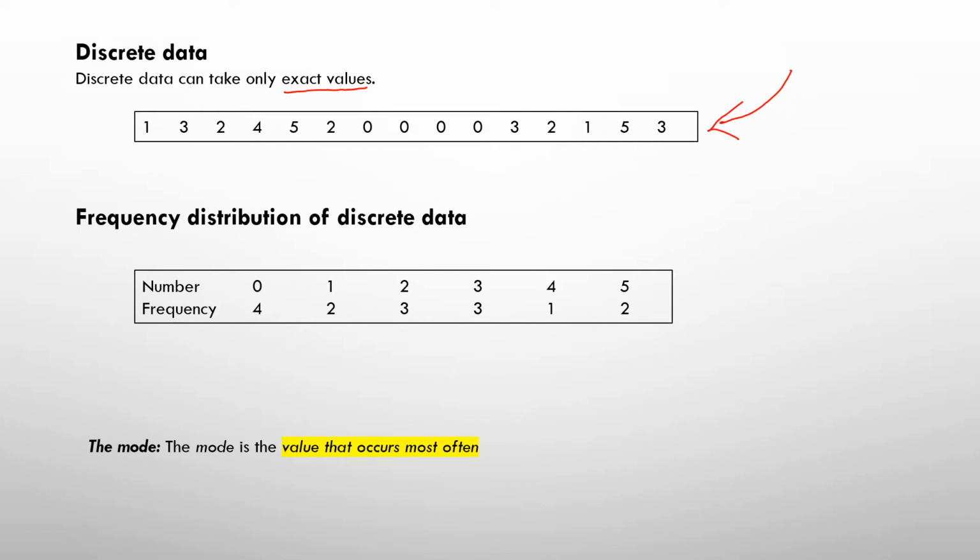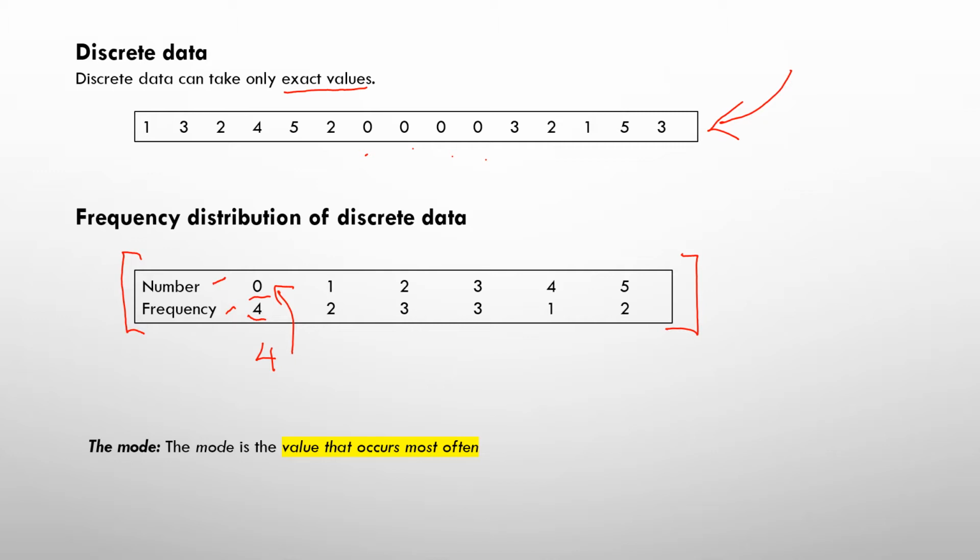Now we'll look at the frequency distribution of discrete data. This is a table of how a frequency distribution of discrete data looks like. We have the number and we have the frequency. So what does it mean by exact value that I said just now? For example, from this table, we have number 0 and the frequency is 4. This means we have four number 0s. So we can look at the table above and count how many number 0 we have. 1, 2, 3, 4. Yes, exactly 4. This is what I mean by exact value.